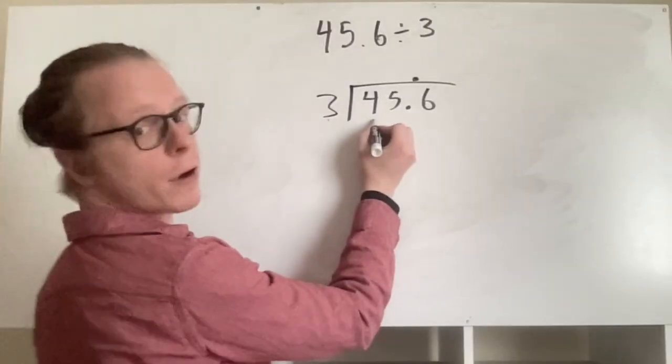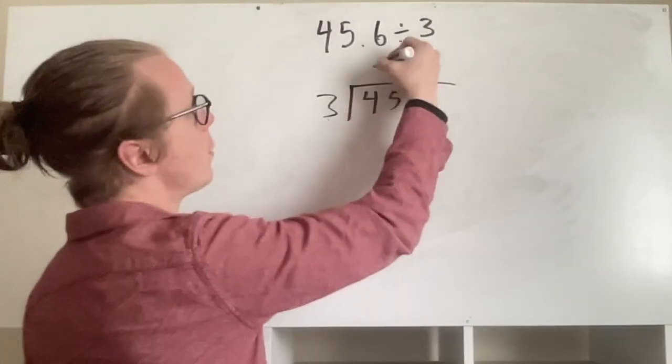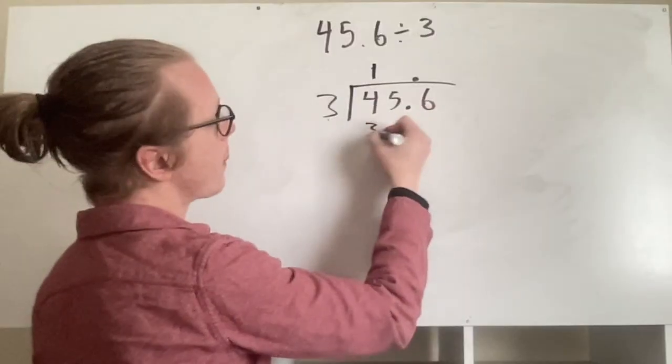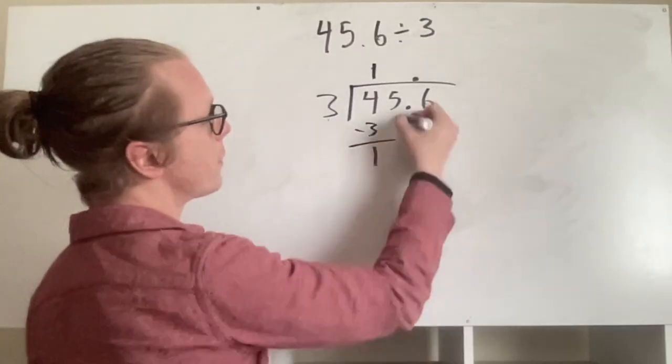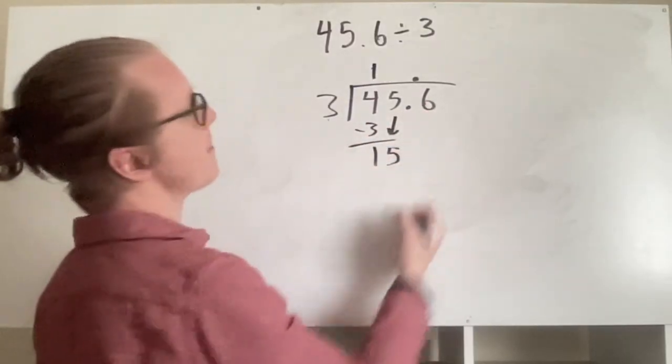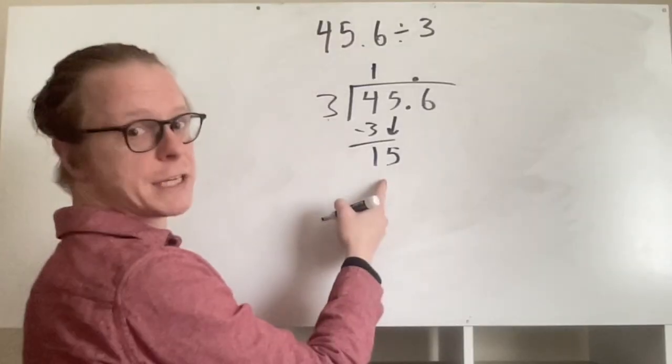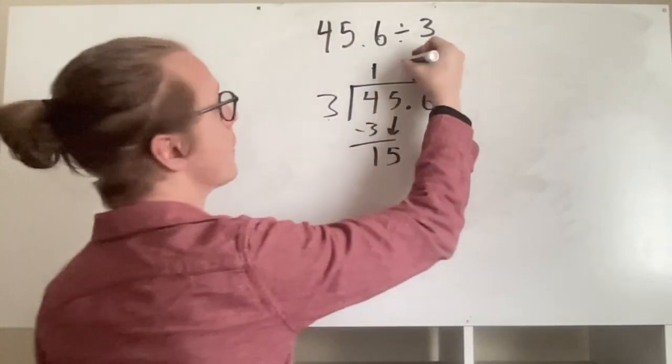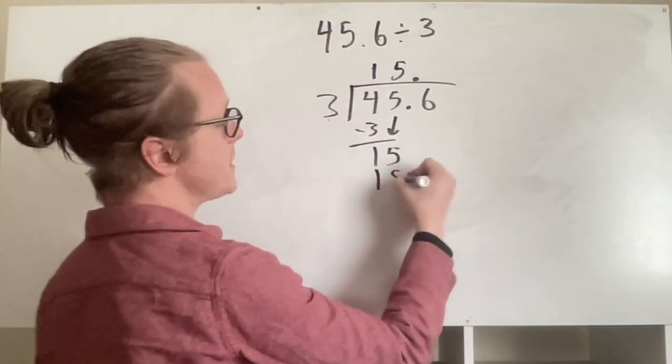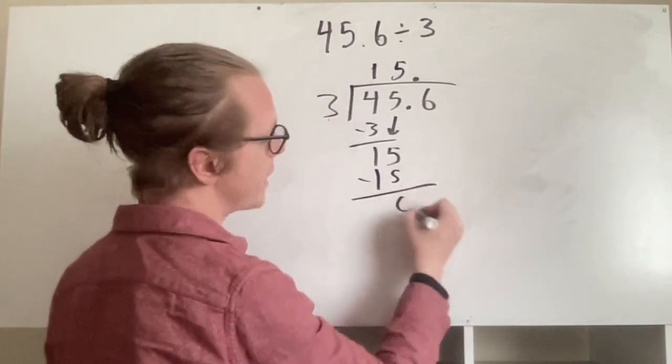Can 3 go into 4? Right, we're thinking of our 3 times tables. Yep, 1 time. We get 1 left over. We bring down the 5. 3 goes into 15 5 times. 5 times 3 is 15. Okay, we get nothing left over.